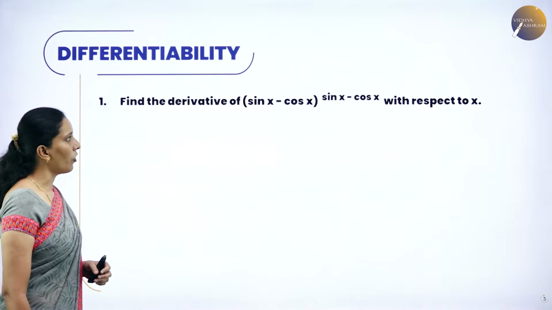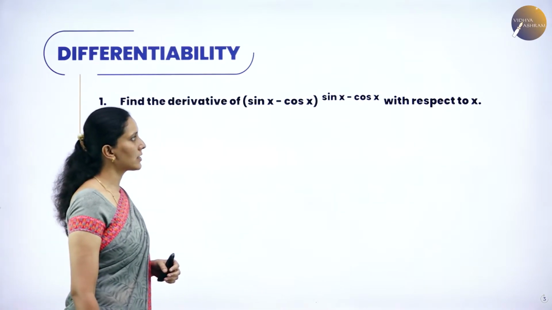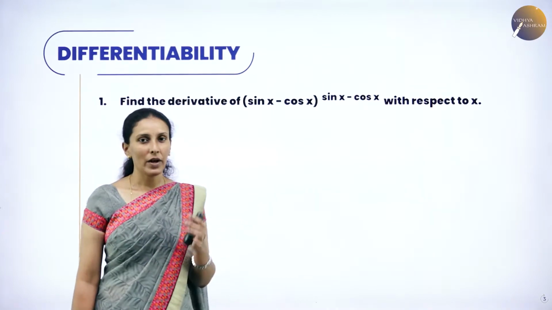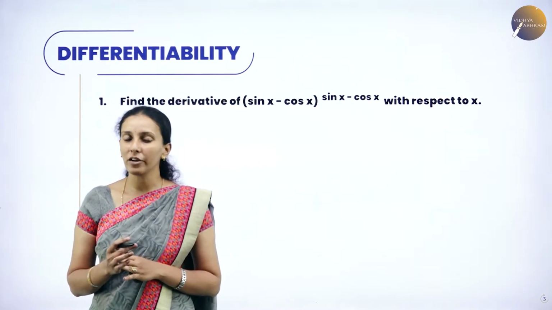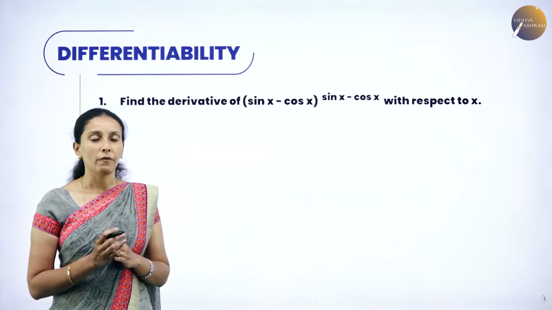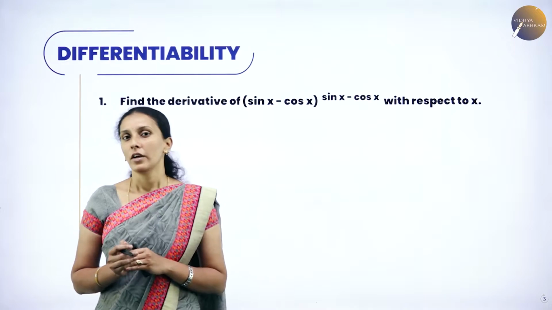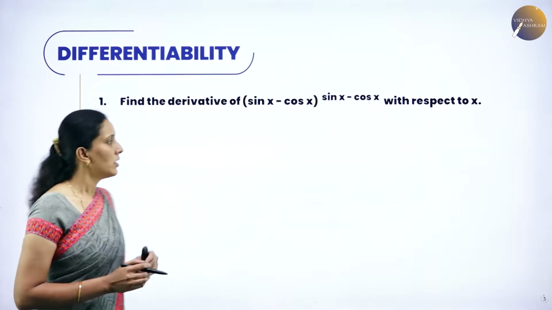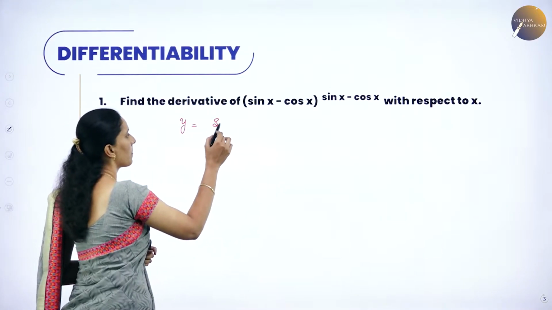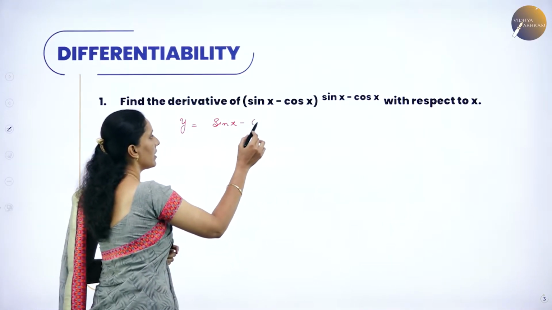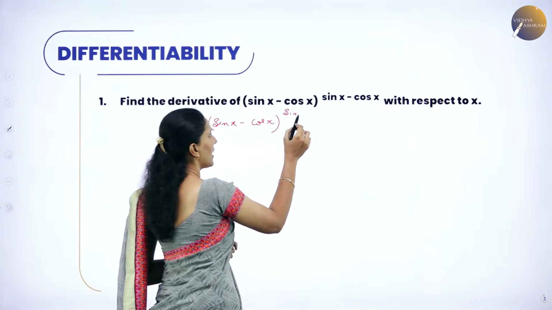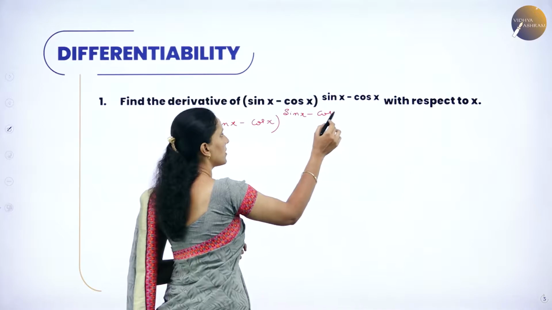Find the derivative of (sin x minus cos x) to the power (sin x minus cos x) with respect to x. So, I have already told you whenever functions are in the exponential form, use the log function, which is one of the major applications of the logarithmic function. So, now here let me take y is equal to (sin x minus cos x) whole to the power (sin x minus cos x).